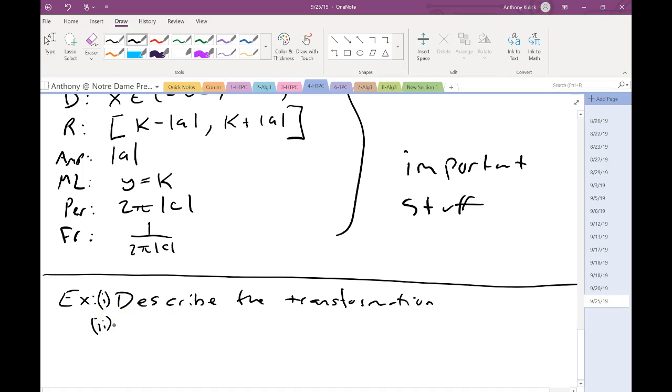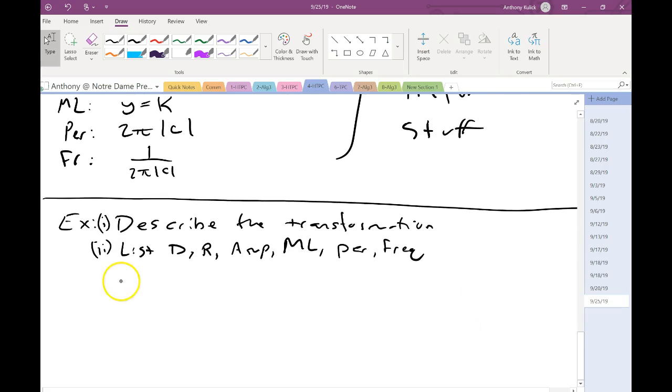So I want you, in these examples, to describe the transformation and then list the domain, the range, the amplitude, the midline, the period, and the frequency. So we'll do a couple of examples here just to kind of play with this stuff a little bit.